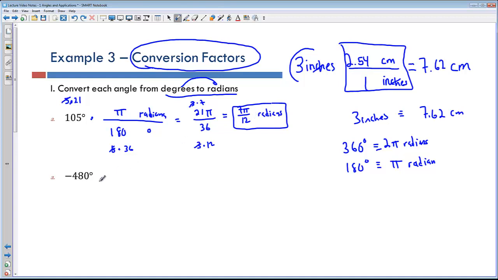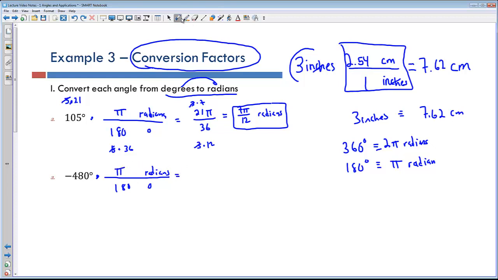Let's do this again, but now let's use negative 480 degrees. So we're going to use a conversion factor. And so the idea is we're going to go from degrees to radians. And I know that in 180 degrees, there's actually pi radians. And so we do the same thing again.